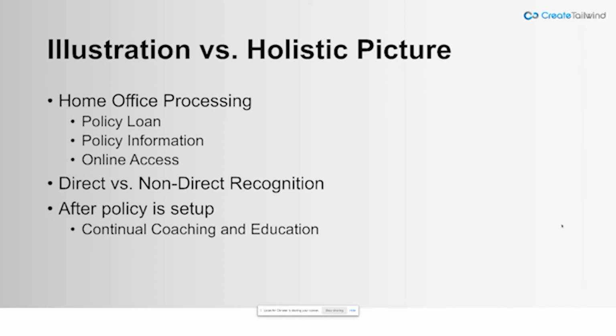Then direct versus non-direct recognition. You could have a company that is direct recognition versus non-direct recognition, and basically direct versus non-direct recognition is discussing when you take a policy loan and you collateralize your cash value within the policy. A company that is non-direct recognition won't recognize that you're doing that, and they're not going to lower your dividend within the policy. But of course, they're going to charge you policy loan interest because it's not your money you're borrowing. It's the insurance company's money.